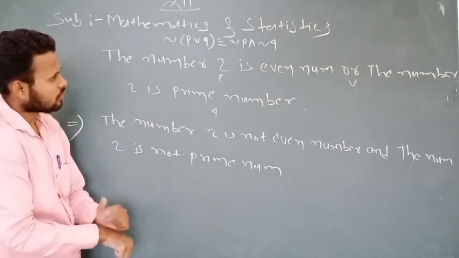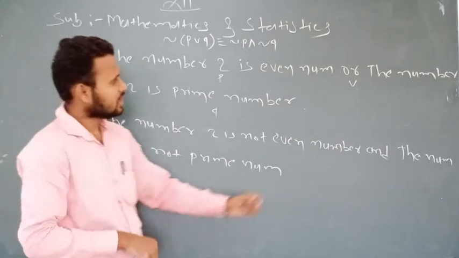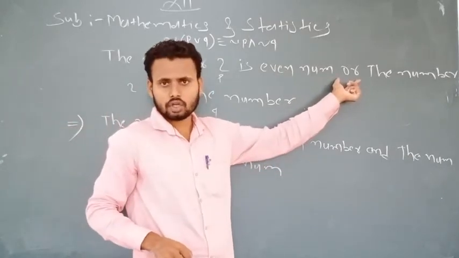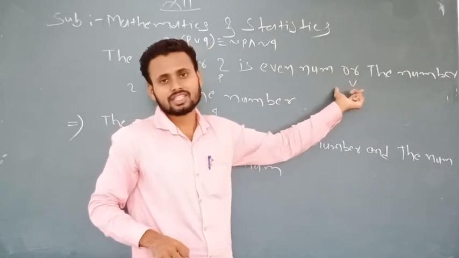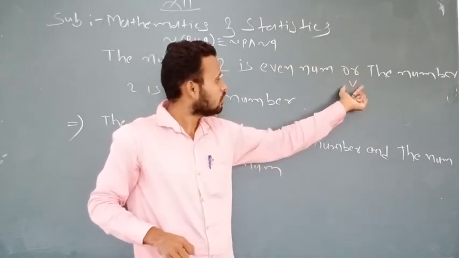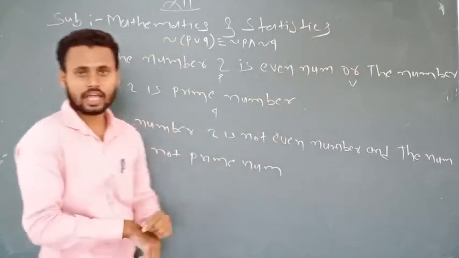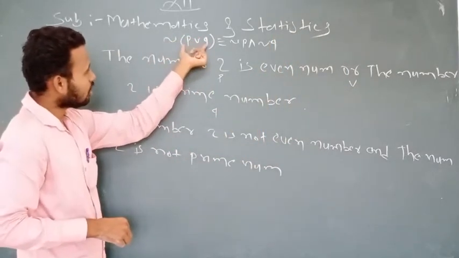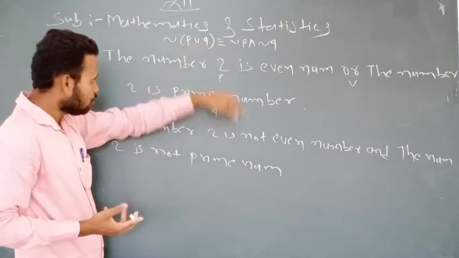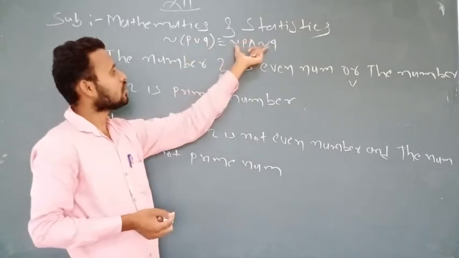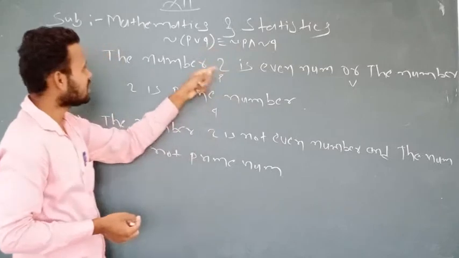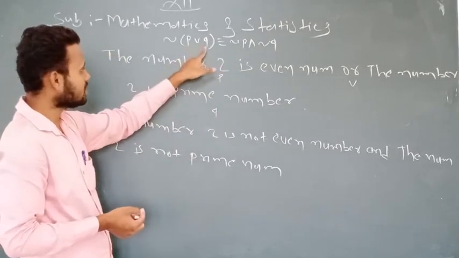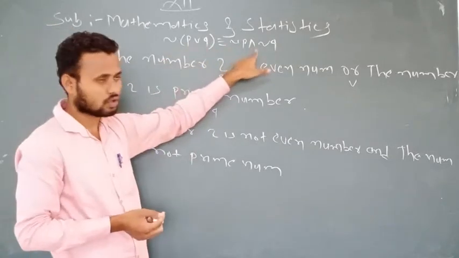But first we observe that in that compound statement there is the logical operator "or". Or means disjunction. And we know that the negation of the disjunction of two simple statements is the same as the conjunction of their negations. Just take the negation of these two statements and in place of disjunction write conjunction.